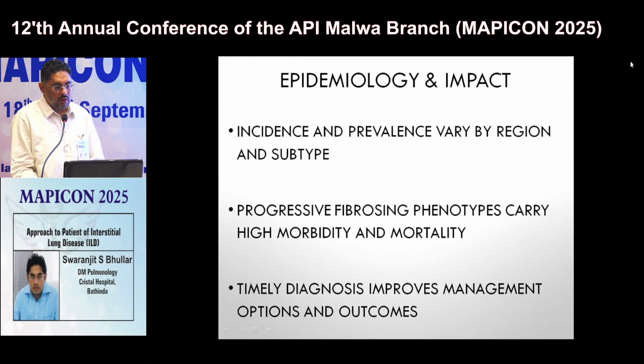So the epidemiology, incidence and prevalence always vary by region and subtype. In India, the most common cause of ILD is hypersensitivity pneumonitis, but all over the world, the most common cause is idiopathic pulmonary fibrosis. Out of that, the progressive fibrosing phenotypes carry the highest morbidity and mortality. And the timely diagnosis of these diseases improves the management options and outcome.